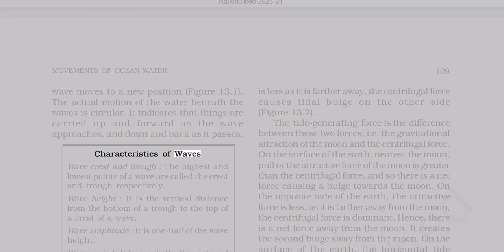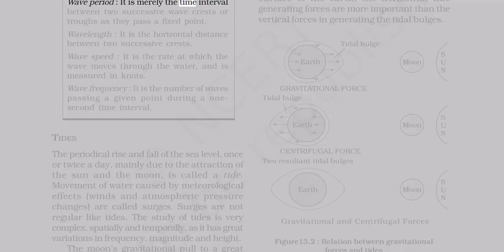Characteristics of waves. Wave crest and trough. The highest and lowest points of a wave are called the crest and trough respectively. Wave height. It is the vertical distance from the bottom of a trough to the top of a crest of a wave. Wave amplitude. It is 1/2 of the wave height. Wave period. It is merely the time interval between two successive wave crests, or troughs, as they pass a fixed point. Wavelength. It is the horizontal distance between two successive crests.